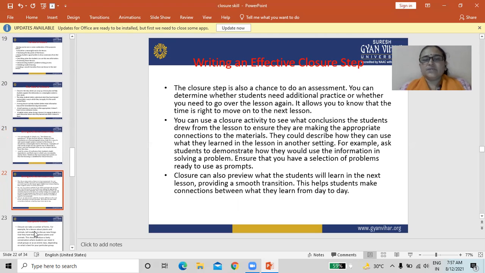The closer step is also a chance to do an assessment. You can determine whether students need additional practice or whether you need to go over the lesson again. It allows you to know that the time is right to move on to the next lesson.